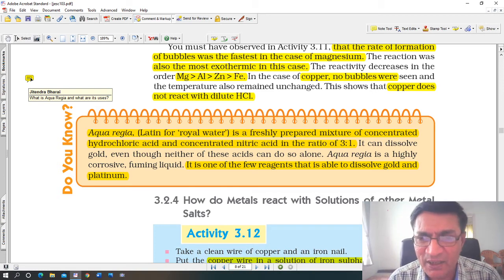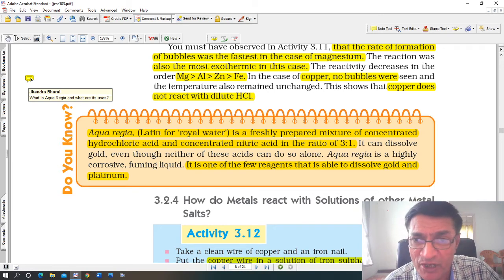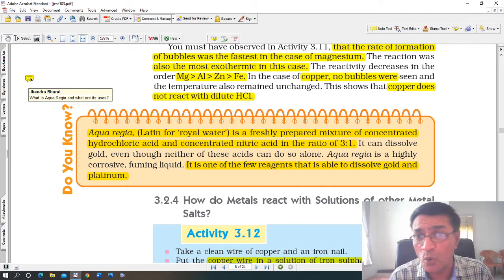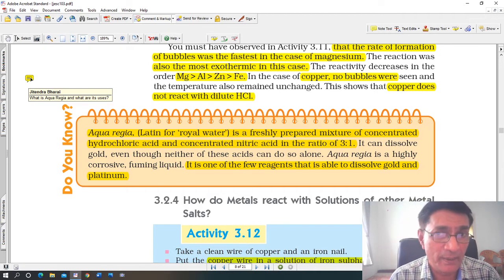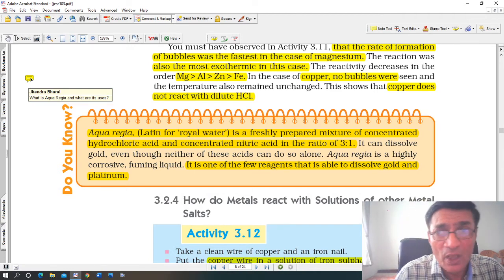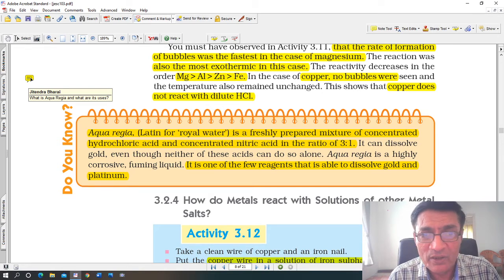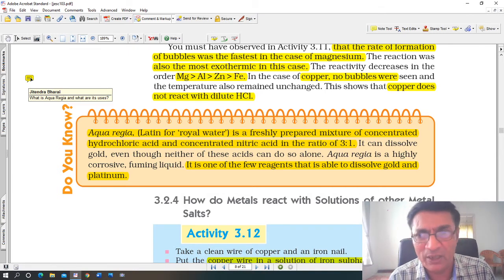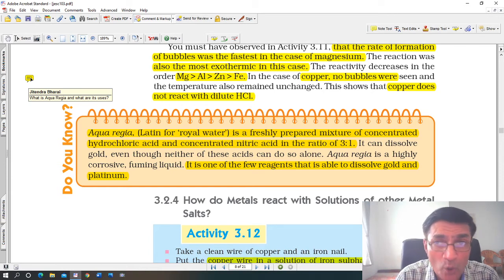Aqua regia, Latin for royal water, is a freshly prepared mixture of concentrated hydrochloric acid and concentrated nitric acid. दोनों concentrated है, लेकिन वो mixture है. Okay, दोनों को mix करते हैं. कौन से रेशियो में? 3:1. 3 parts हाइड्रोक्लोरिक एसिड, 1, मतलब अगर 4 ml है तो 3 मिलीलीटर हाइड्रोक्लोरिक एसिड और 1 मिलीलीटर नाइट्रिक एसिड. It can dissolve gold also.